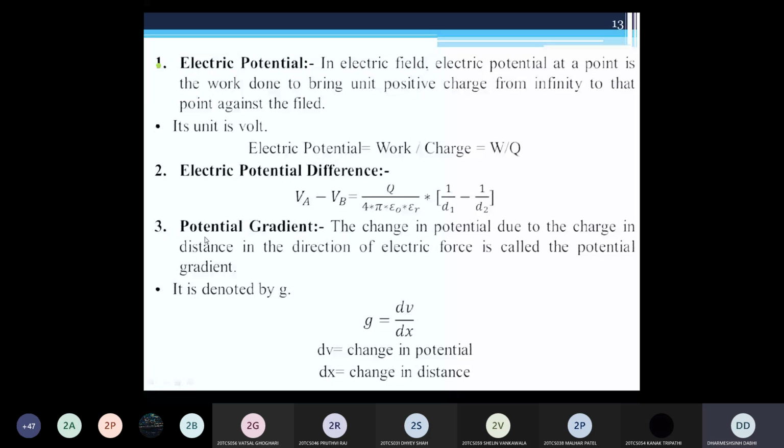All of you understand all these three definitions? Is there any doubt? Anyone?